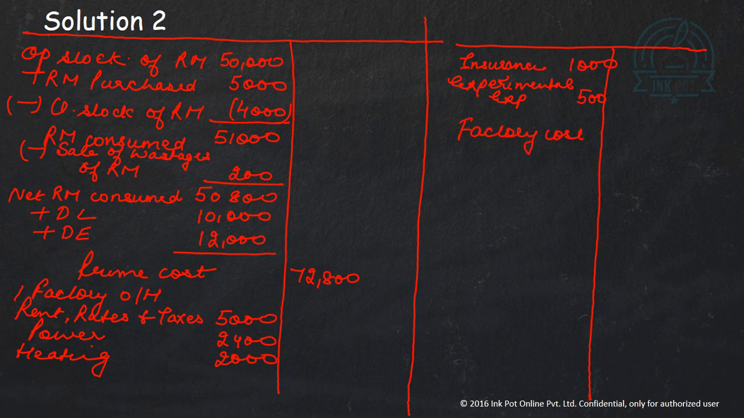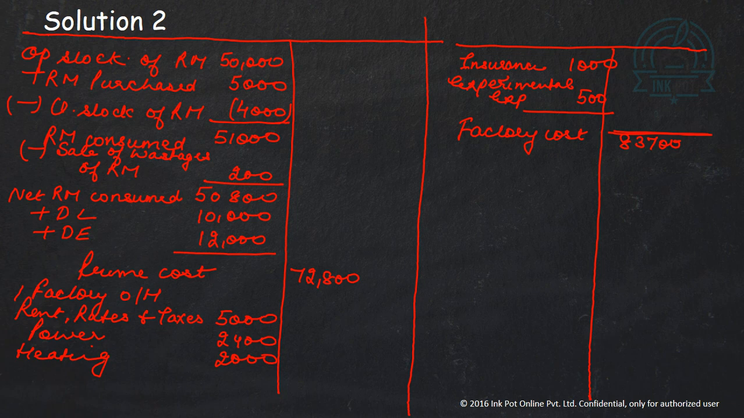By adding all these expenses, we will get factory cost. So factory cost comes out to be 83,700. Total of prime cost and all these factory overheads. So 83,700 is our factory cost.